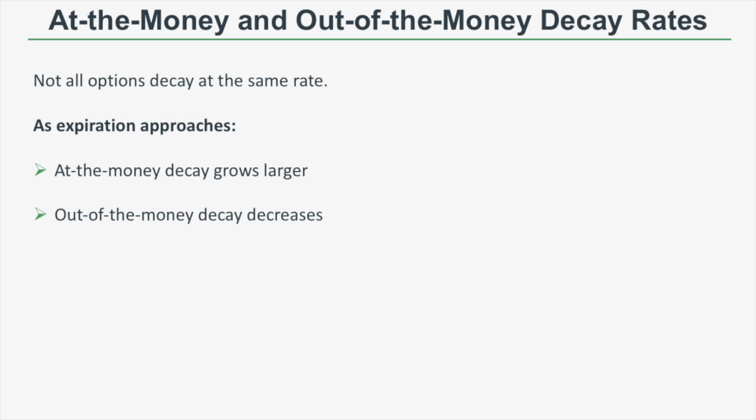So the final piece to this theta decay puzzle is that not all options decay at the same rate. All else being equal, as expiration approaches, at-the-money option decay grows larger and the decay of in-the-money or out-of-the-money options actually decreases. We actually ran two different studies to prove this to you, which we'll get into right now.